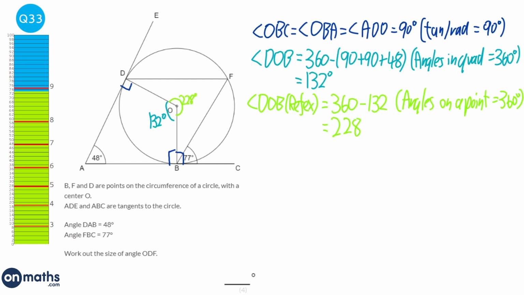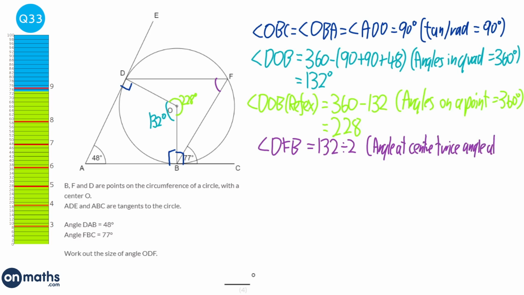Now we can also use the circle theorem to work out this one, because we've got an angle at the centre and an angle at the circumference, and the angle at the centre is twice the angle at the circumference. So angle DFB is going to be 132 divided by 2. Angle at centre twice angle at circumference. Okay, so when we halve that, so 132, and we're going to halve it, so that's 66 degrees.